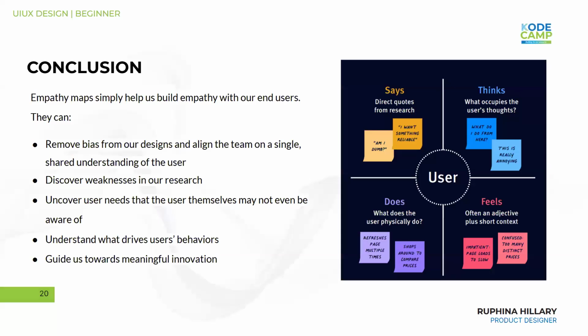Okay, sorry. Conclusion. Empathy maps help us build empathy with our end users. They remove bias from our designs. They discover weaknesses in our research. They uncover user needs that the users themselves may not even be aware of. You understand what drives users' behaviors. Now, you're talking about more than what they are saying, but what they are thinking, because it's probably what they are thinking that is driving what they are doing or what they are saying.